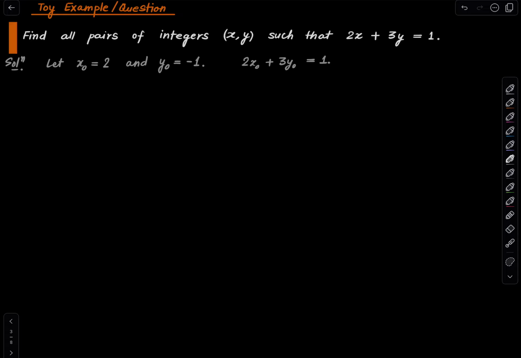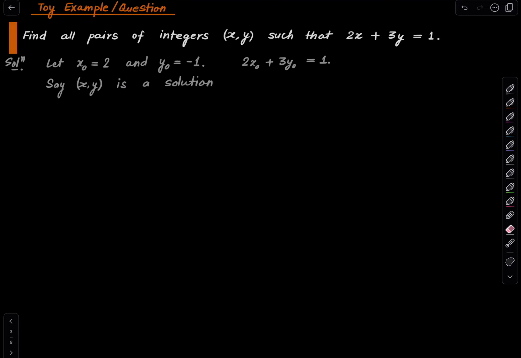Are there other solutions? Well, certainly there are. For example, you can take x as 5 and y as minus 3. That will also do. There are many other solutions. Can we characterize them? Say we have some other pair of solutions, some other pair x, y, which is a solution.